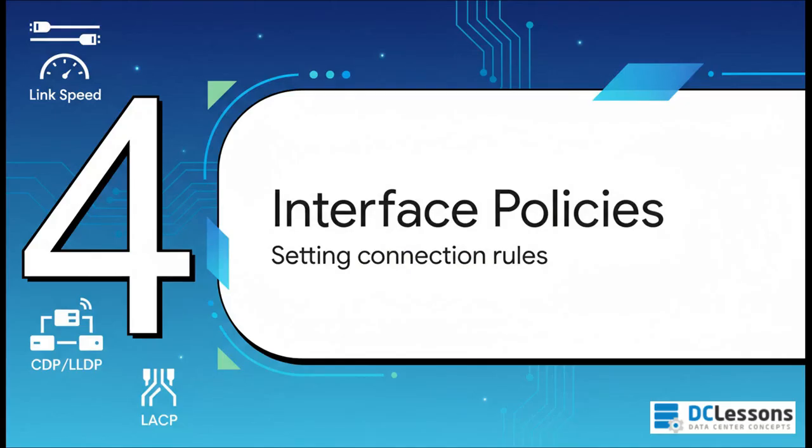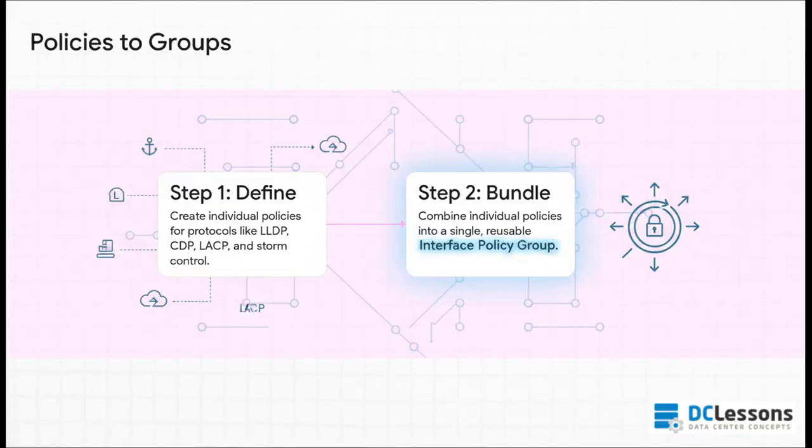So, we've connected our logical domains to the potential for physical connectivity. Now, let's get down to the nitty-gritty and define the actual rules for those connections. We're talking about things like link speed, neighbor discovery protocols like CDP or LLDP, and link aggregation with LACP. This is all handled by interface policies. And ACI makes this really elegant with a neat two-step process.